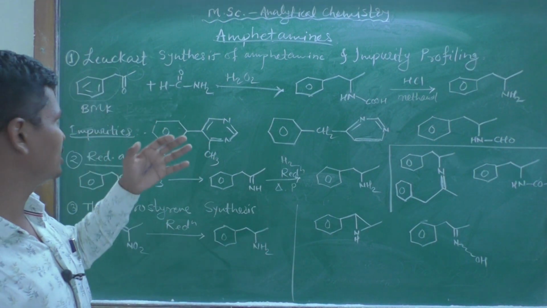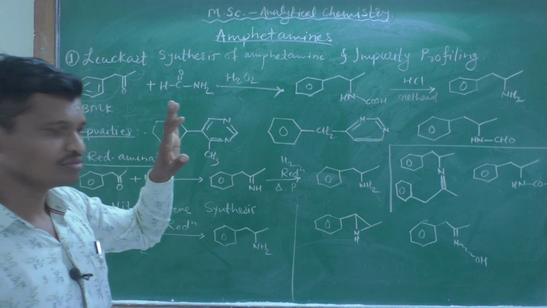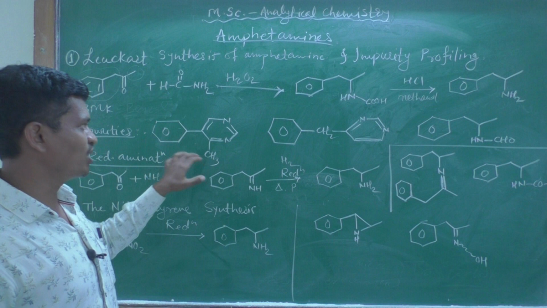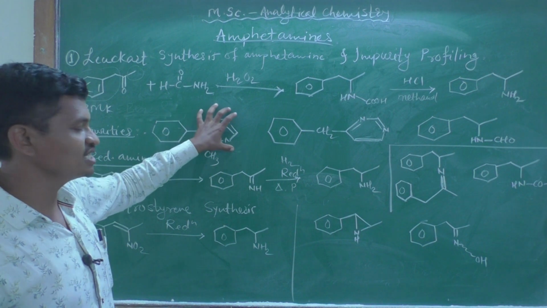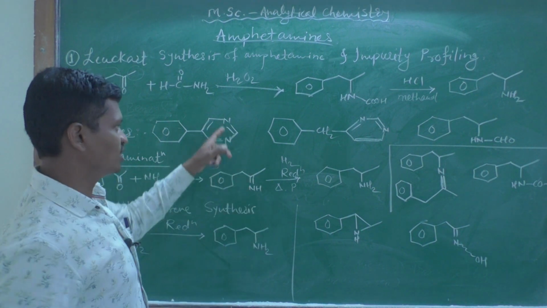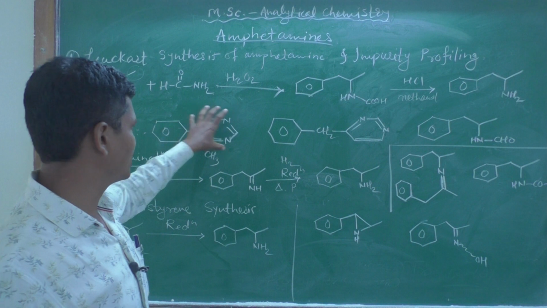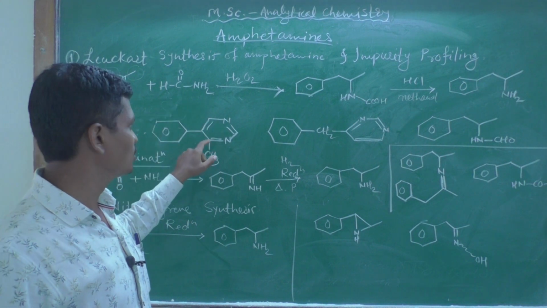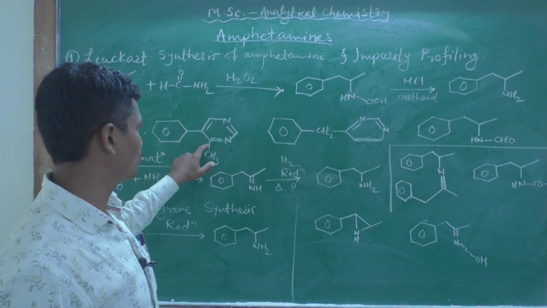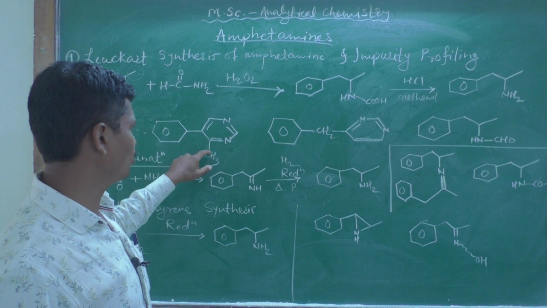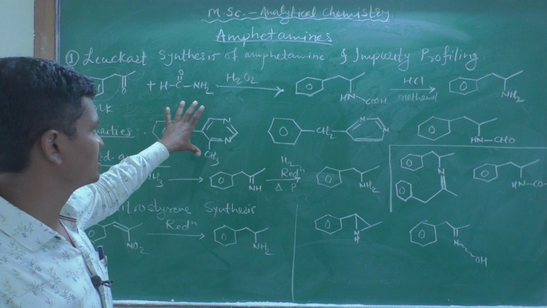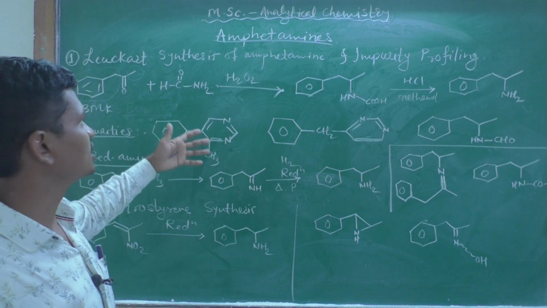So what is the impurity profiling in this Leuckart synthesis? Okay, so the first impurity is this one. It is a pyrimidine moiety. This is a simple benzene ring, and this is the pyrimidine ring. The two nitrogen atoms are present at 1,3 position to each other, and this is also aromatic, and one methyl group is present at the 4th position of this pyrimidine ring. Numbering starts from here, 1, 2, 3, 4. So it is 4-methyl-5-phenyl pyrimidine. This is the name of this molecule, and this impurity is produced in this Leuckart synthesis.